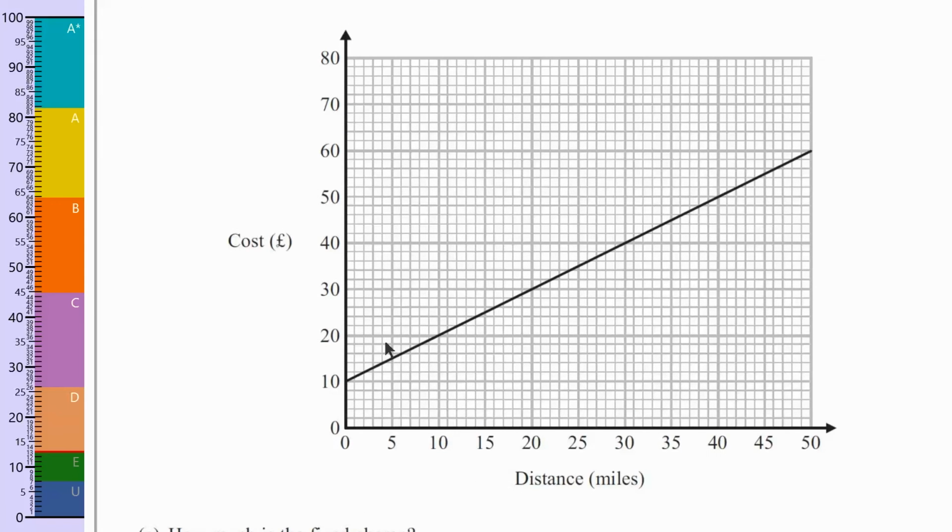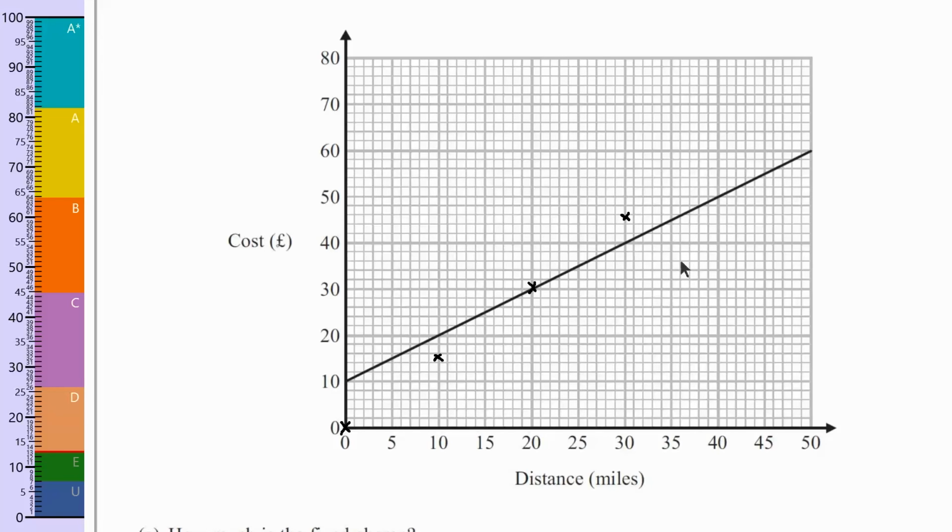Okay, so it's £1.50 per mile, and there's no fixed charge. So if there's no fixed charge, then the line will start here. If it's £1.50 for each mile, then at 10 miles, it will cost 15, which is just about here. At 20 miles, it will cost 30. You might notice that that's exactly the same as the other one. At 30, it will cost 45. 30 times 1.5 is 45.